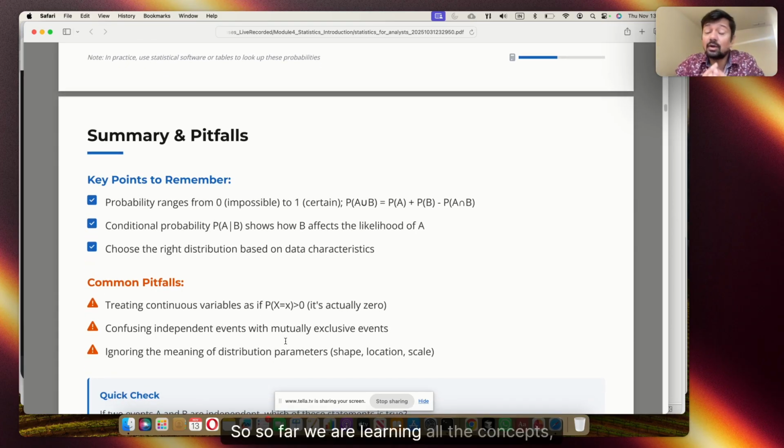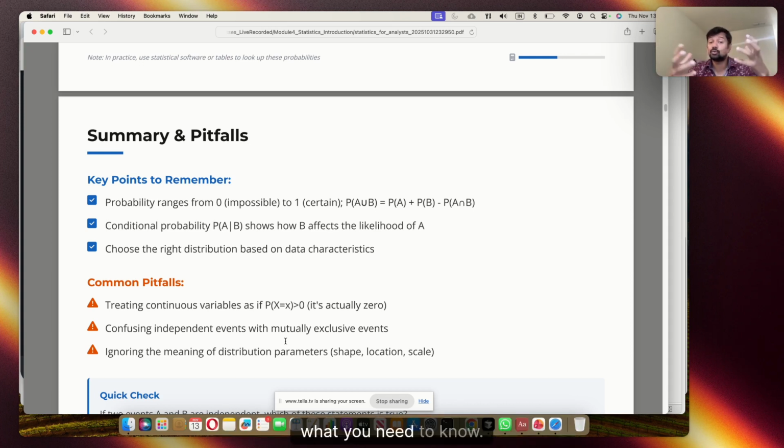So far we are learning all the concepts, all the basic things. We are just revising probability, and what you need to learn, what you need to know here. We are not doing any hands-on experience for all the things we are learning. We'll do it quickly at the end of this class.